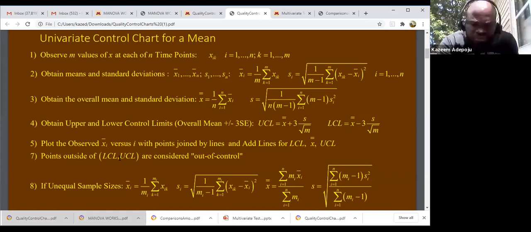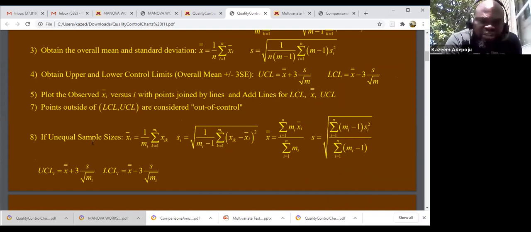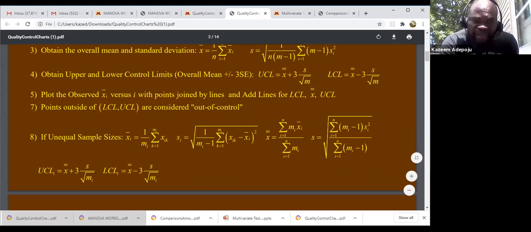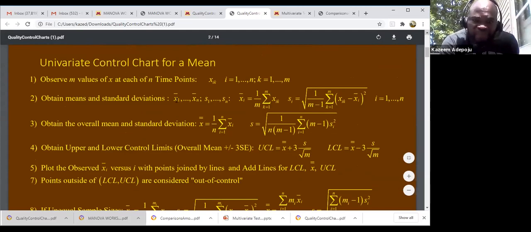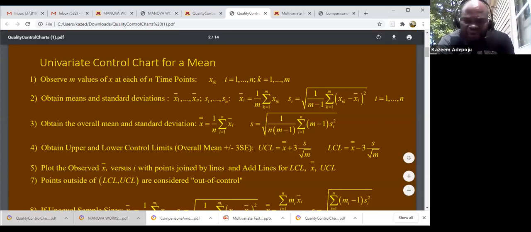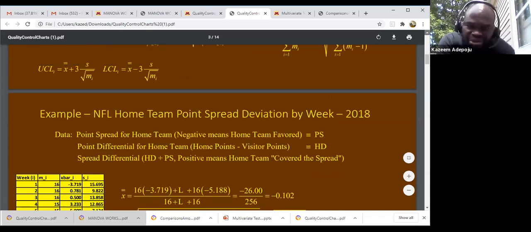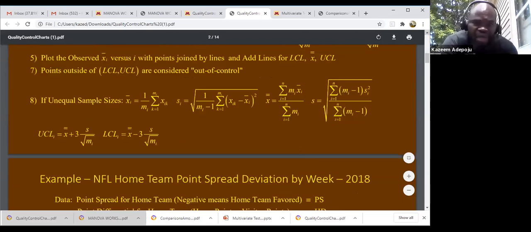Now, in a situation where we have unequal sample sizes, the assumption here is that the sample sizes we're using to arrive at each mean are the same. We can have a situation where we don't work with equal sample sizes. Of course, the formula is going to change, and it is going to change to this.